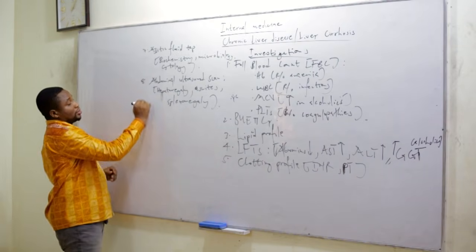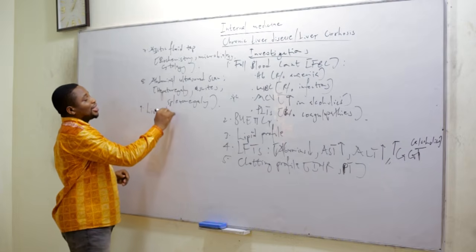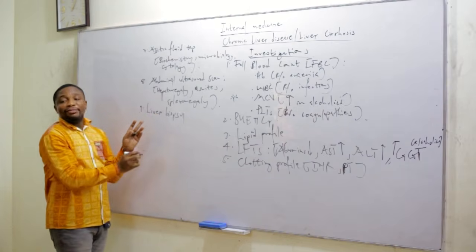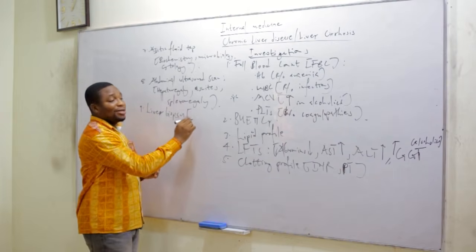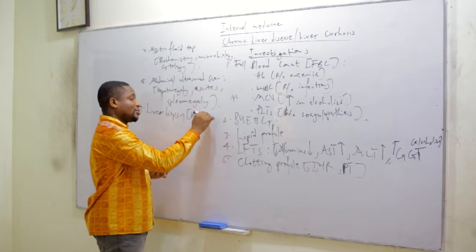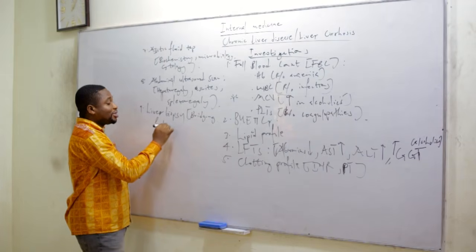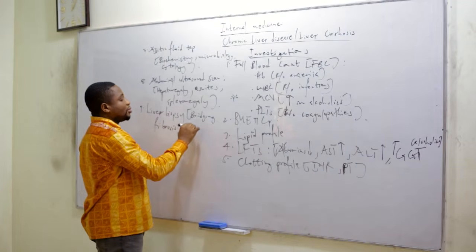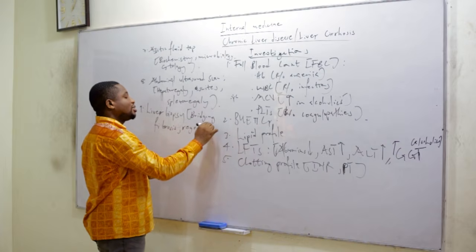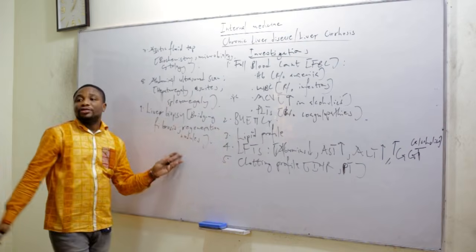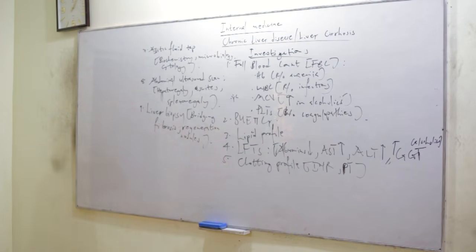We can also do a liver biopsy. When it comes to chronic liver disease or liver cirrhosis, the gold standard is what? Liver biopsy. Because the liver biopsy will help you to find the bridging fibrosis and what? The regeneration of nodules, that's correct. So the gold standard of investigation for chronic liver disease or liver cirrhosis will be liver biopsy. Okay? Are we following?